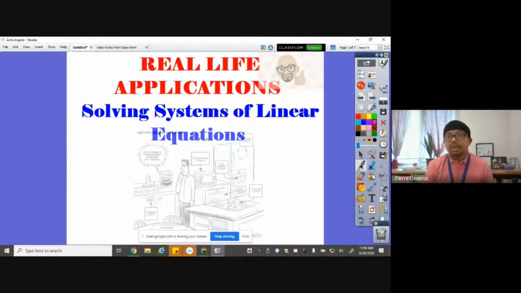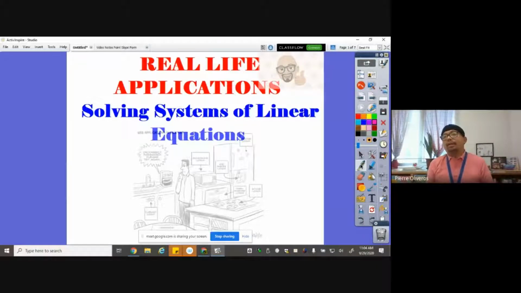Today we're gonna learn how to apply and use solving systems of linear equations in word problem setup in a real life application. At this time, we all know how to solve systems by graphing, substitution, and elimination. In applying this in real life, you can use whichever method you would like to do. It always depends on how you present the problem.